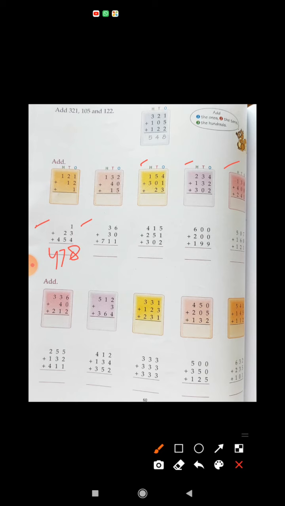First we will add the ones. 6 plus 1 is 7. Now add the tens. 3 plus 3 is 6, 6 plus 1 is 7 and here 7. The answer is 777. Like this you do these parts.